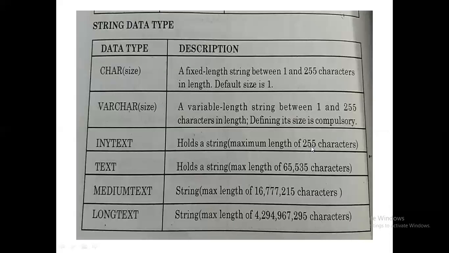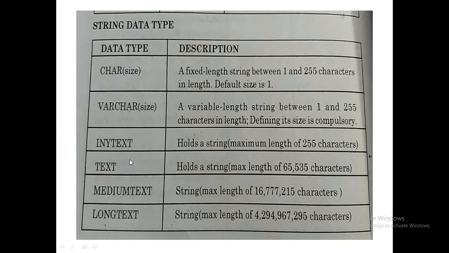Next is string data types. Data type, character, size, description. CHAR is a fixed length string between 1 and 255 characters in length. Default size is 1. VARCHAR is a variable length string between 1 and 255 characters in length. Defining its size is compulsory. Then TINYTEXT holds a string of maximum length 255 characters.